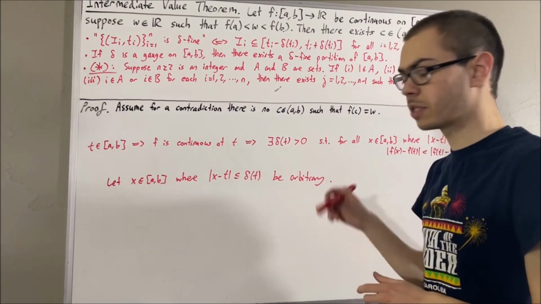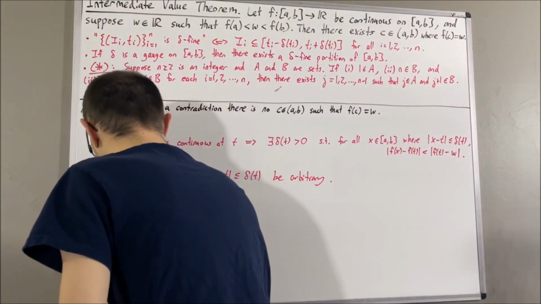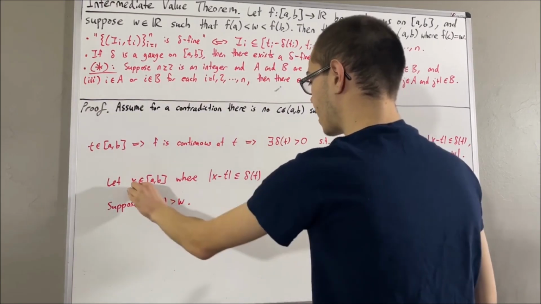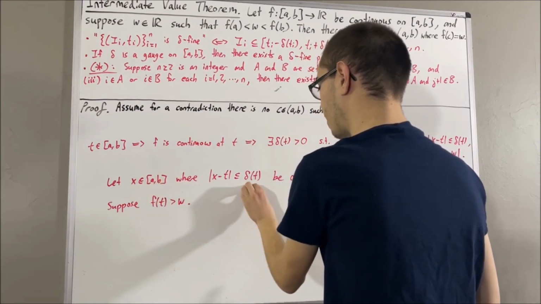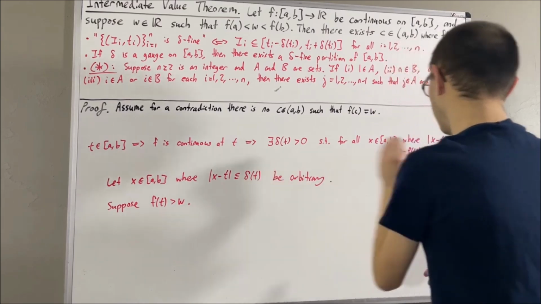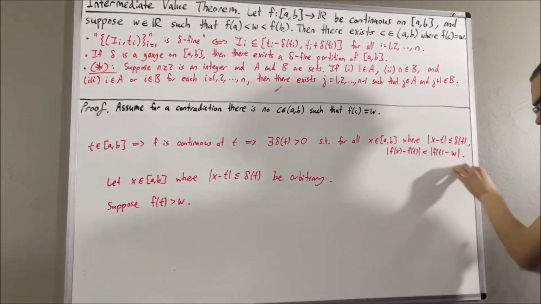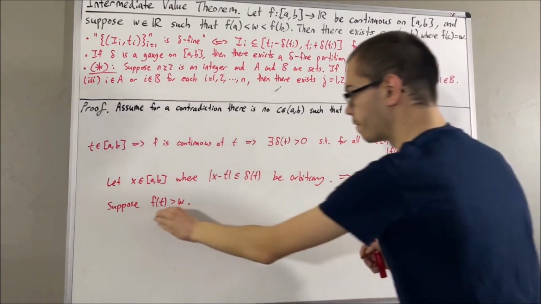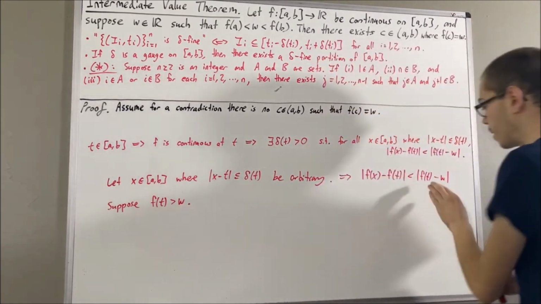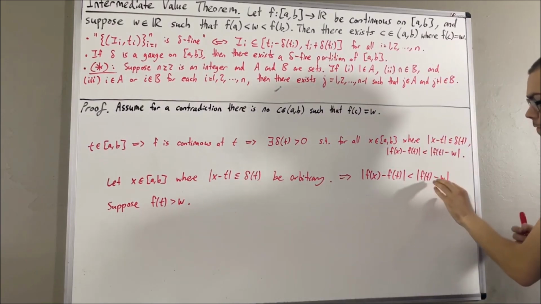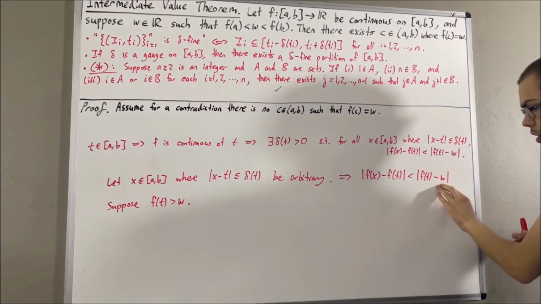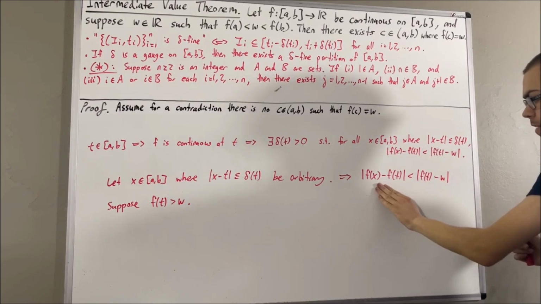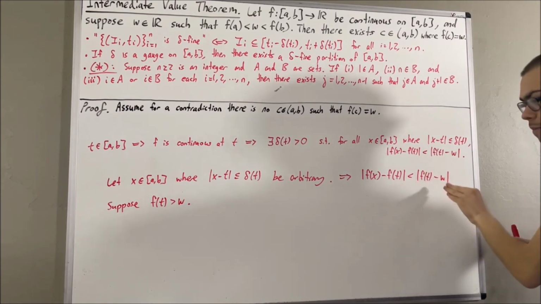So let's first suppose f of t is greater than w. Now we know since x is an element of [a, b] that satisfies this inequality, then no matter what, it follows that this inequality must be true. So in the case f of t is greater than w, we must have absolute value of f of t minus w equal to f of t minus w. So this becomes absolute value of f of x minus f of t is less than f of t minus w.